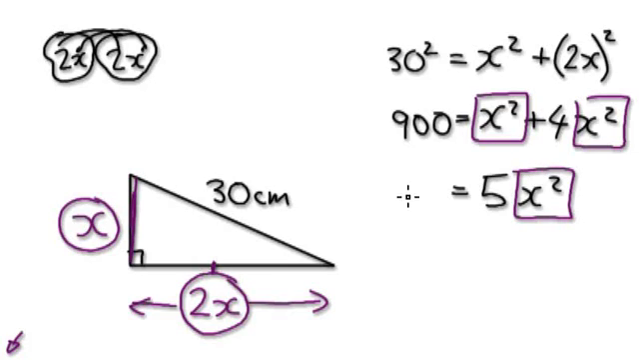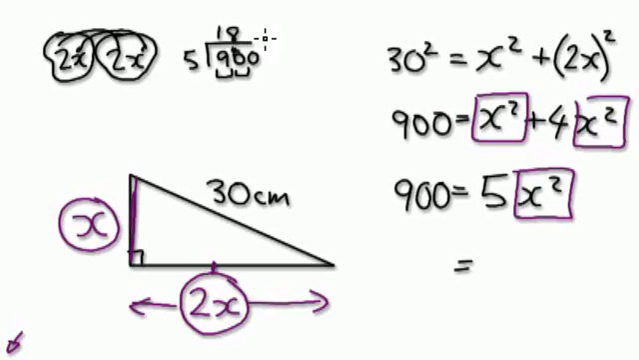Okay, stays the same. This will be 900 here, and then divide both sides by 5. So 900 divided by 5. Look at this here. This will be 1 remainder 4, and now 40 divided by 5 will be 8. No remainder, so take the 1 up. So anyway, 900 divided by 5 will be 180. This will be x squared.